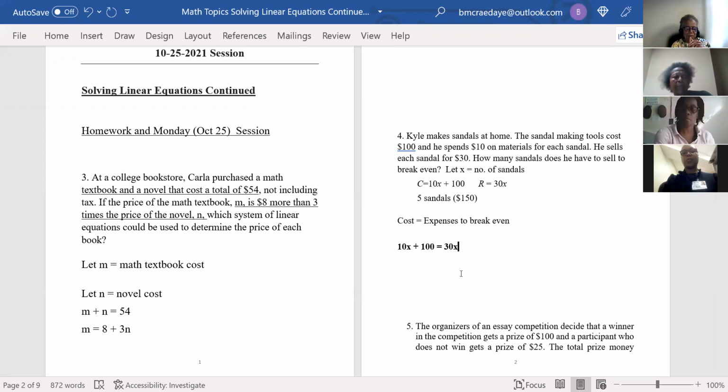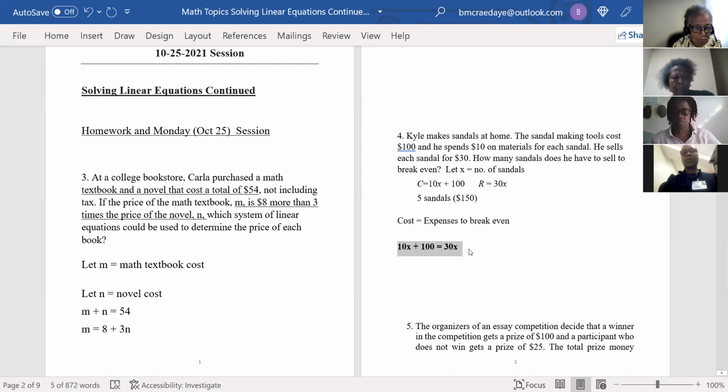Remember how we solved our linear equations, right? Maureen, you remember? You want to get like terms together. You want to get all your variables together and your constants together. So you want to get the 10x with the 30x. How do you do that, Maureen? How do you get the 10x on the side with the 30x? What do you have to do?